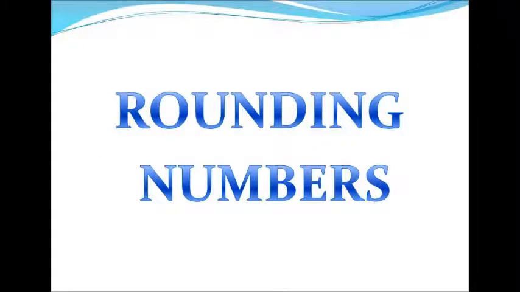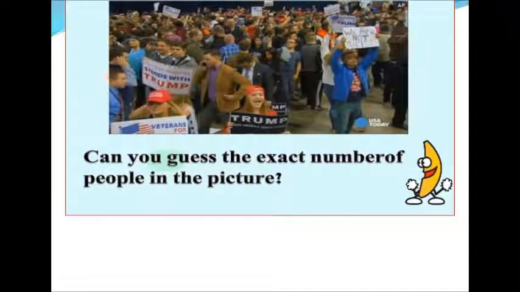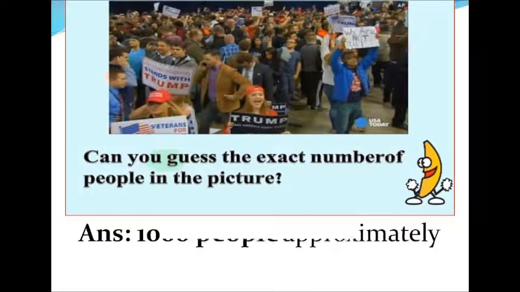Today we'll study a new subtopic of chapter 1, that is rounding numbers. Now, what is rounding numbers? You must be wondering. Children, to explain rounding numbers, I would like to ask you a few questions. The first is, can you guess the exact number of people in the picture? You will be saying that the exact number is not possible, but yes, you can tell me the approximate number of people in this picture. Then the approximate number of people in this picture is nearby 1000.